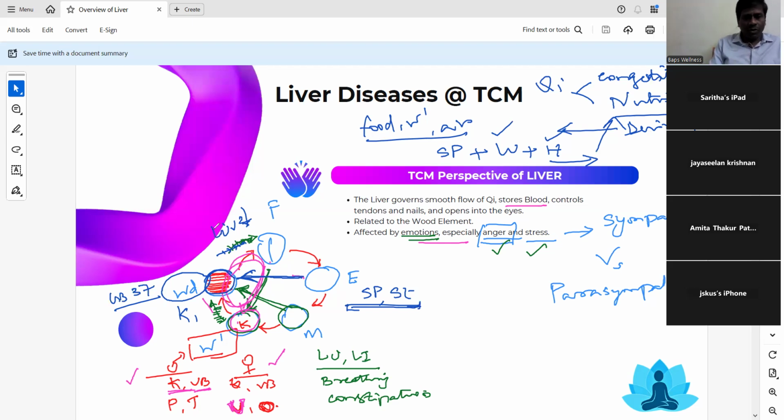So when you approach as an acupuncturist, this is not only applicable for the liver or the wood element, for every element the approach must be like this.